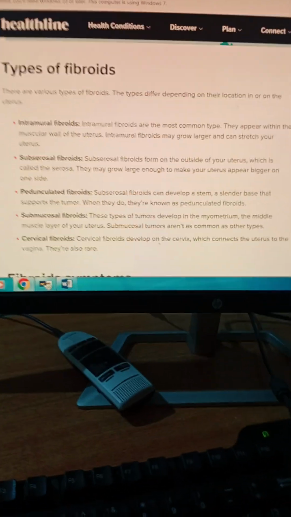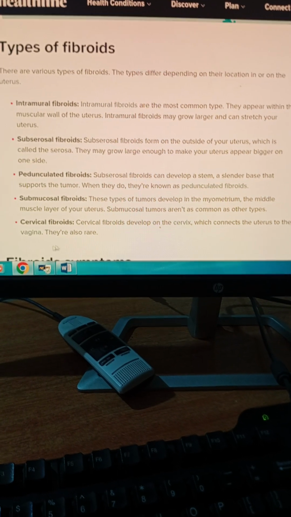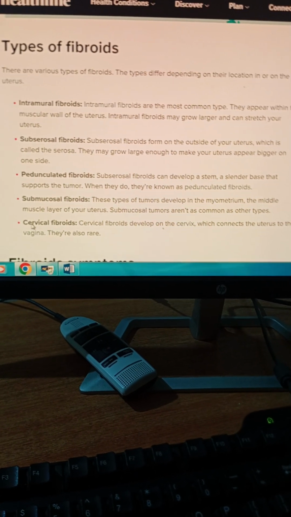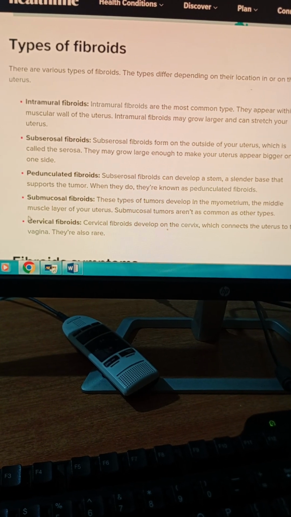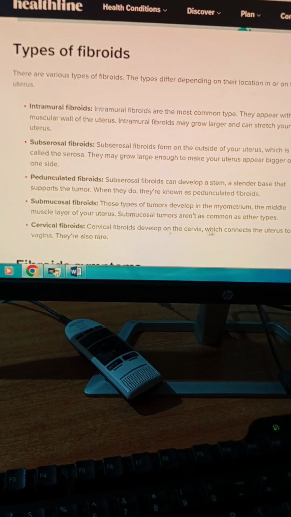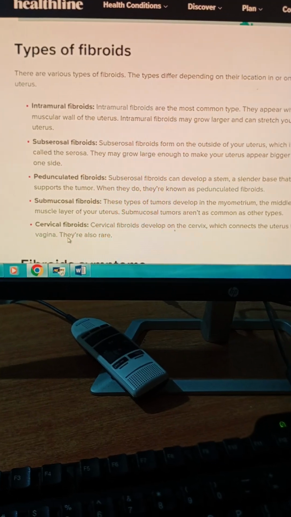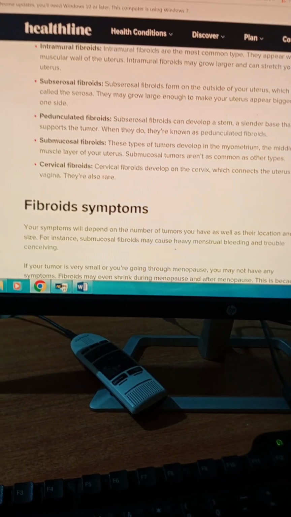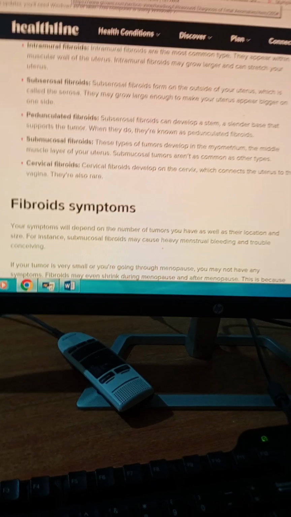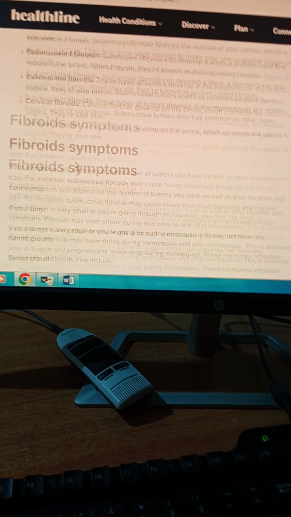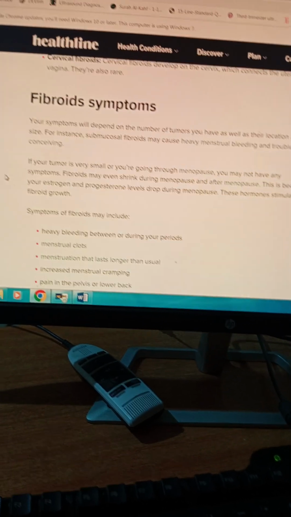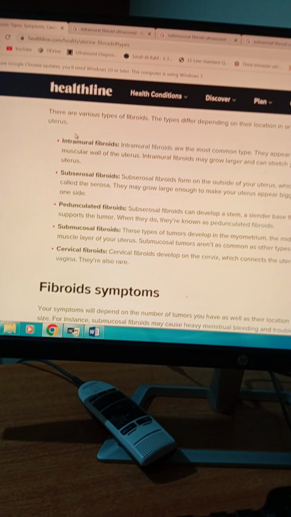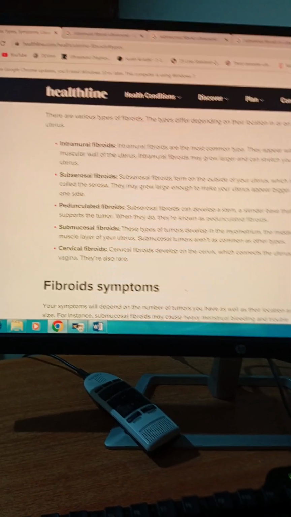Next is cervical fibroids. Cervical fibroids, as the name indicates, lie in the cervix of the uterus. They can also be reported as a fibroid in the lower uterine segment. They are also rare and cannot cause heavy bleeding. These were the basic types of fibroids.